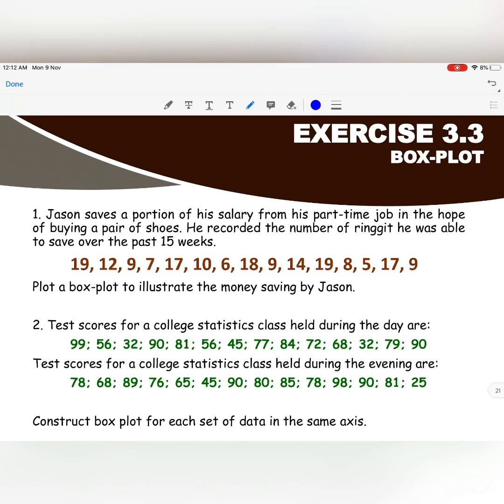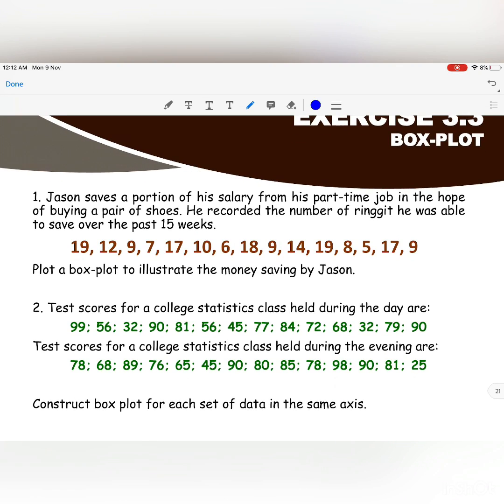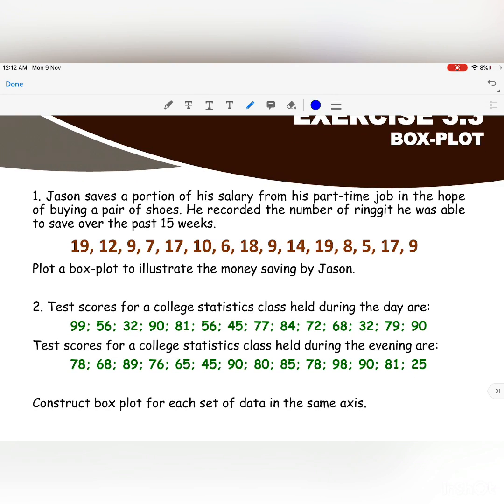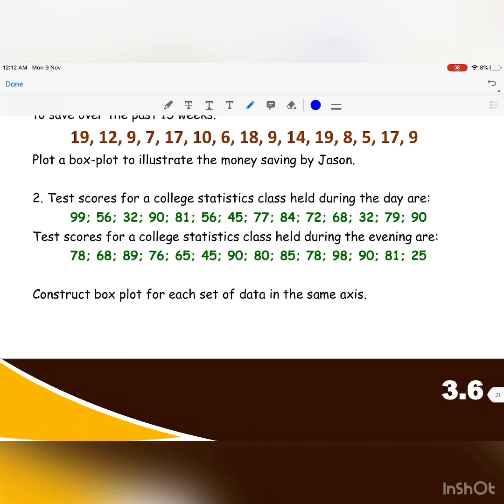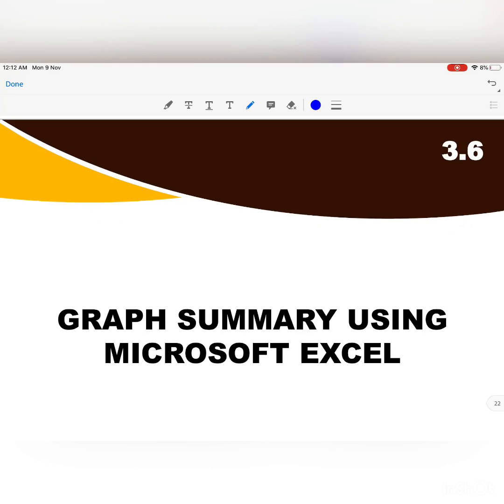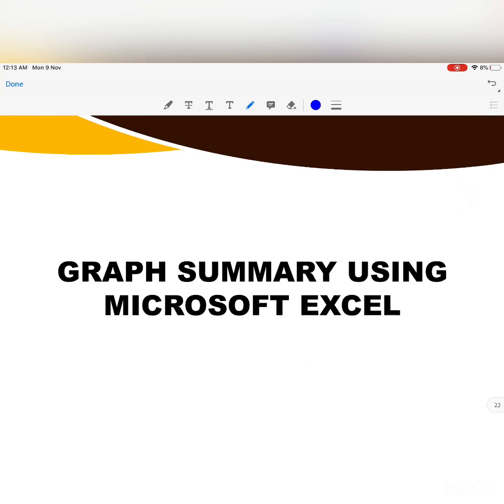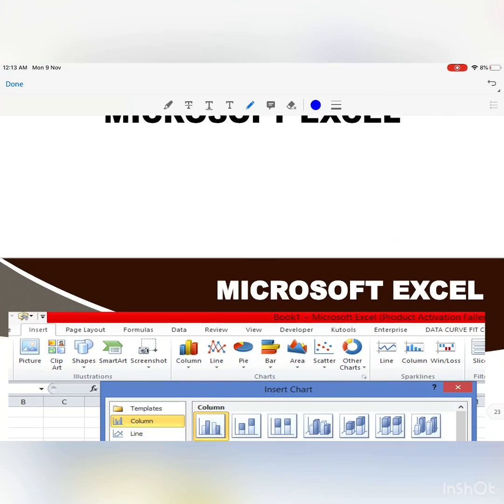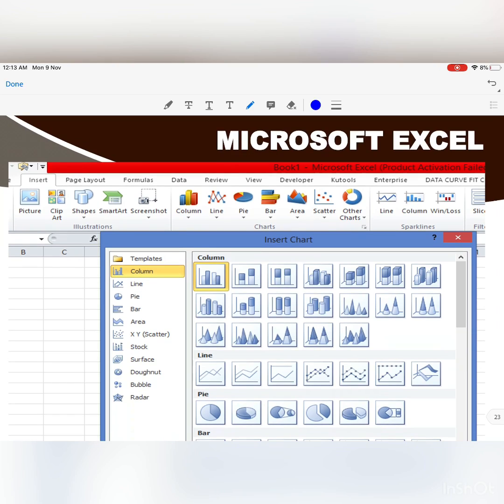Now for box plot, we have exercise 3.3, number 1 and number 2. Do all the exercises here before we have a class on Wednesday. The last part is 3.6, graph summary using Microsoft Excel.